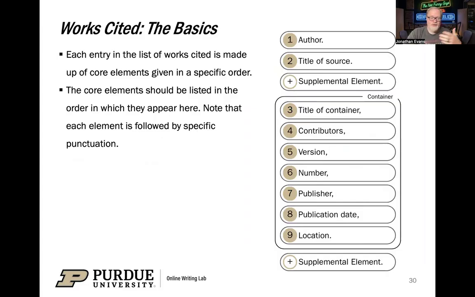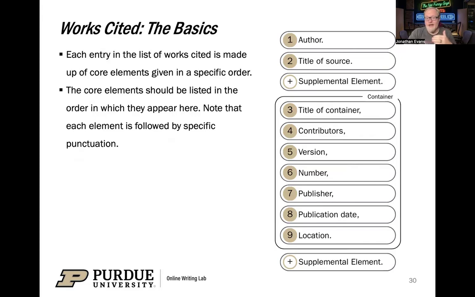So obviously, when we are trying to put a works cited entry together, most sources are going to have an author, number one. And so therefore the author is going to go first. We will then have a title of the source, potentially a supplemental element if there is one, followed by a title of a container, contributors, version, number, publisher, publication date, location. This is the order in which they would appear when you're creating your works cited entry too.